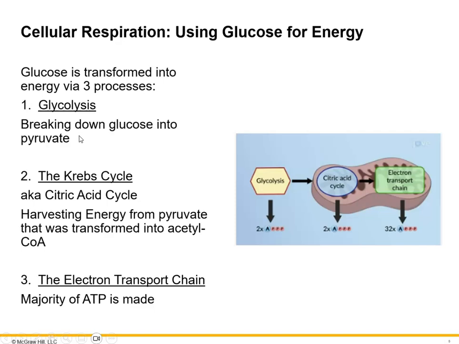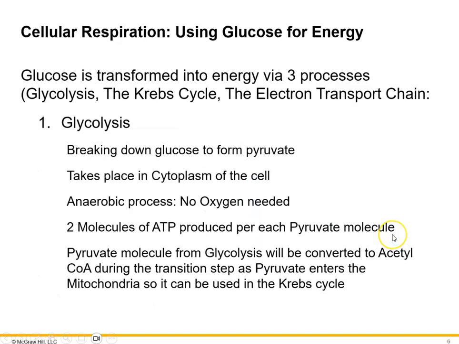After we've done that, pyruvate is going to head to the mitochondria to kick off the next steps. As it enters the mitochondria, it will be transformed into acetyl-CoA, another word that we need to remember. So pyruvate becomes acetyl-CoA as it enters the mitochondria, and that is what is going to kick off the citric acid cycle and lead to the next step, the electron transport chain, where the majority of our ATP is made.